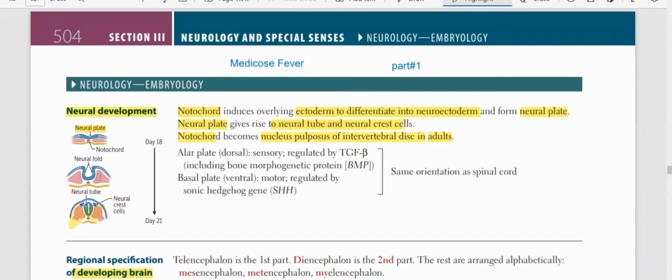After the formation of the neural tube, it mainly consists of two parts. Number one is the alar part.